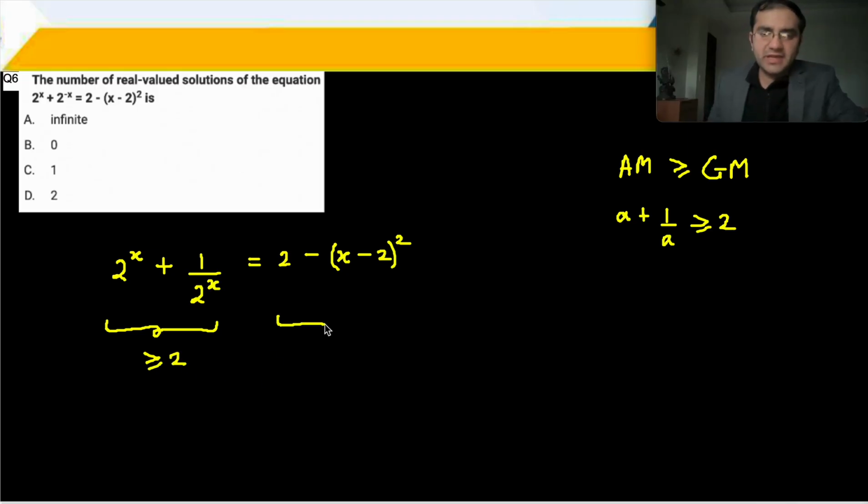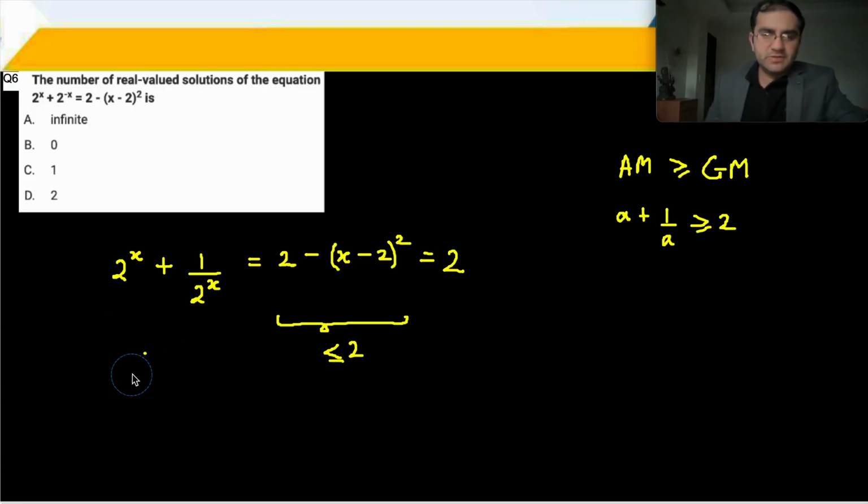And then you look at the RHS. RHS is 2 minus something. So either it is equal to 2 or it is less than 2. So if the LHS is greater than equal to 2 and the RHS is less than or equal to 2, when can they be equal? At what value can they be equal? They can only be equal when they are each equal to 2. समझ में आया? These two LHS and RHS can be equal to each other only when each of these is equal to 2. ठीक है?